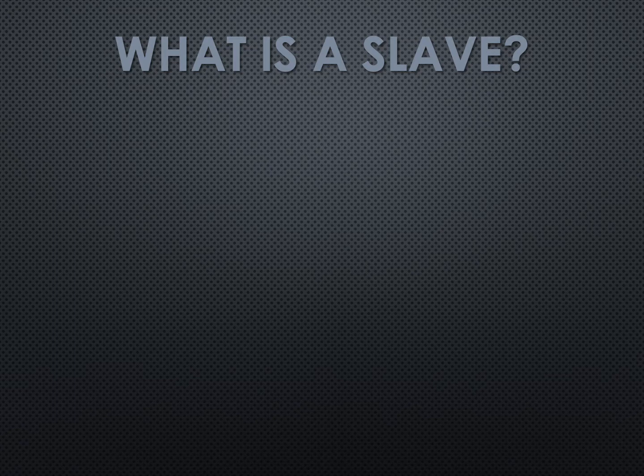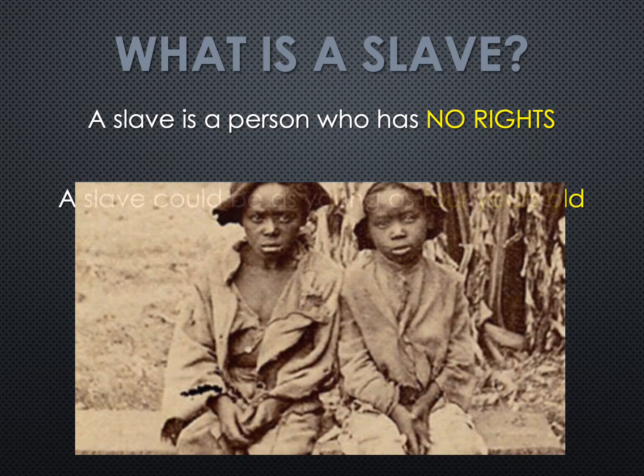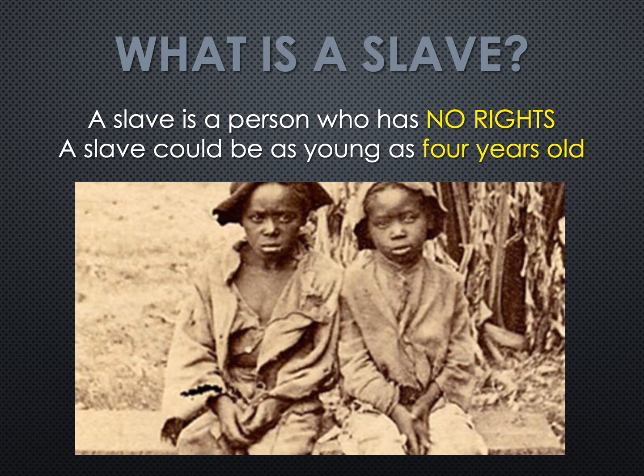So what is a slave? A slave is a person who had no rights. They were seen as property, as for most people. They had no legal rights, so they couldn't protest if they were treated poorly by their slave owners. They couldn't testify in courts. They could be killed or beaten or abused without any consequences.